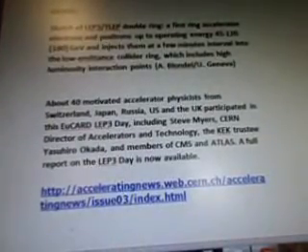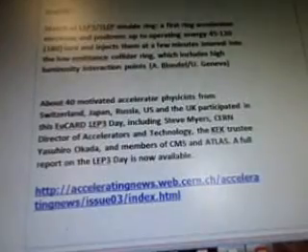About 40 motivated accelerator physicists from Switzerland, Japan, Russia, US, and the UK participated in this UCARD LEP3 Day, including Steve Myers, CERN Director of Accelerators and Technology, the KEK trustee Yasuhiro Okada, and members of CMS and Atlas. A full report on the LEP3 Day is now available. So something to do with this LEP3 that you guys did that day, you need to combine it with this idea.